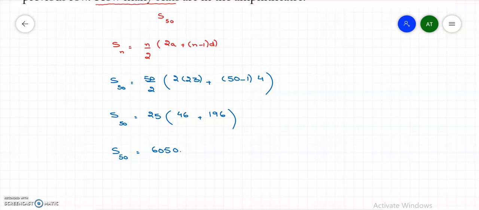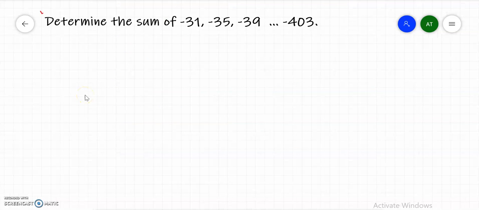Let's do another example. Determine the sum of the given sequence. So the first term we have been given is the A value and the last term that we have been given is An, right? Now let's see whether the sequence is arithmetic or geometric. Let's find the D value, that is the second term subtract the first term. So we have negative 35 subtract negative 31. So we have minus 35 minus negative 31, that would be equal to negative 4.